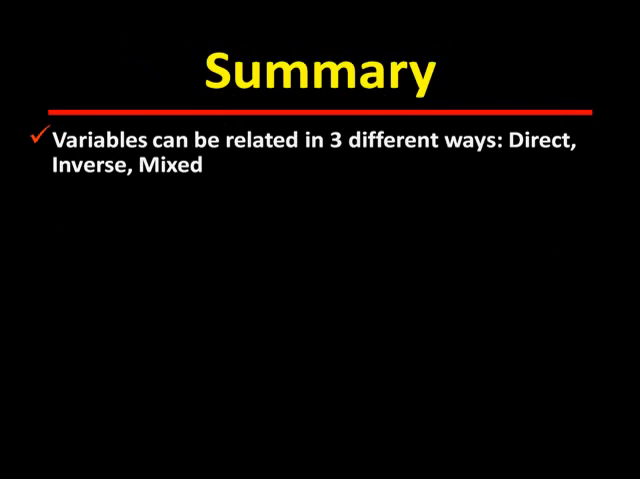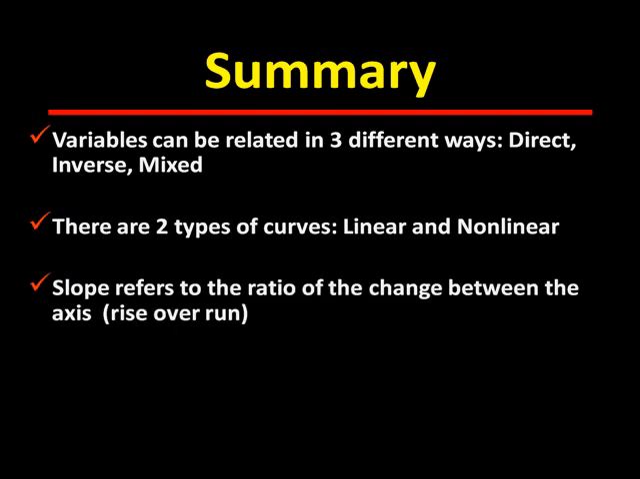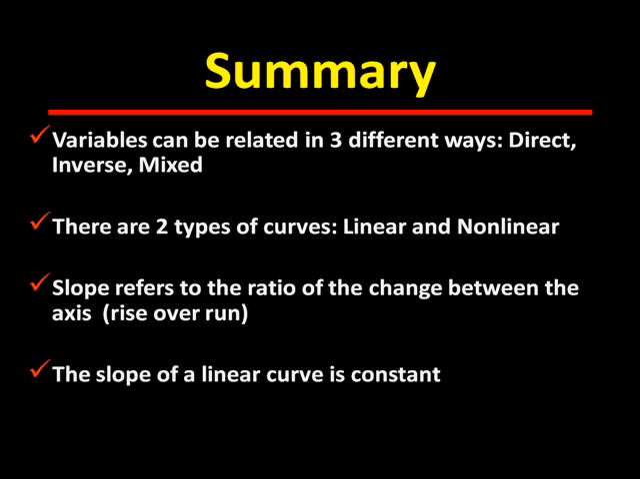Okay, in summary, variables can be related in three different ways: direct, inverse, and mixed. There are two types of curves: linear and nonlinear. Slope refers to the ratio of the change between the axes, or the rise over run. The slope of a linear curve is constant. A nonlinear curve may have more than one measurable slope. And there are four types of linear curves: positive, negative, zero, and infinite.